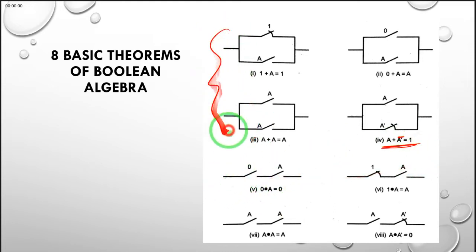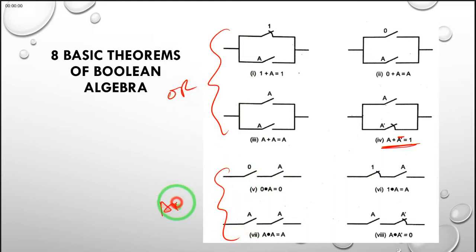So similarly, we have 2 switches in series. Of course, you can see that these first 4 are based on OR operation, and the next 4 are going to be based on AND operation.